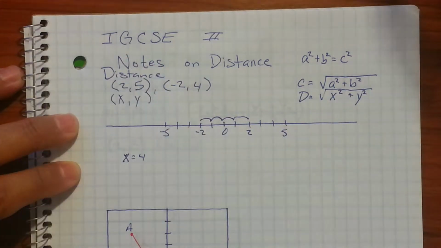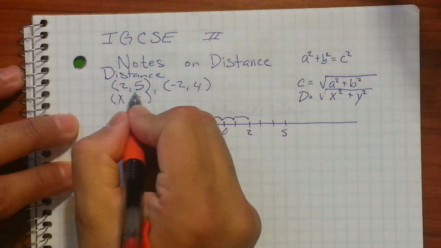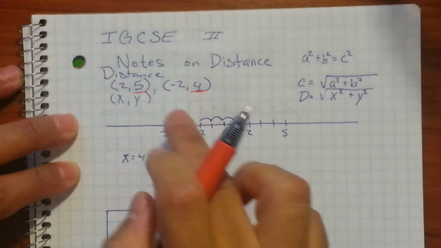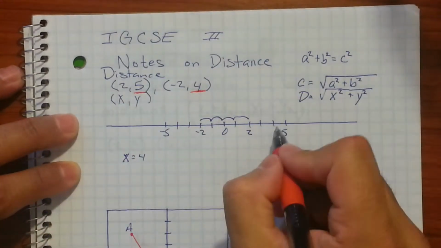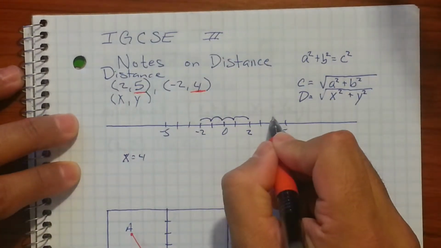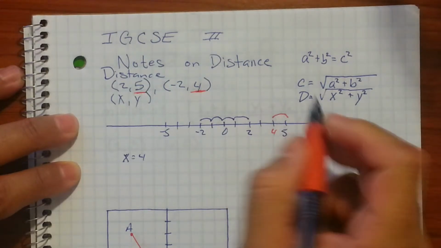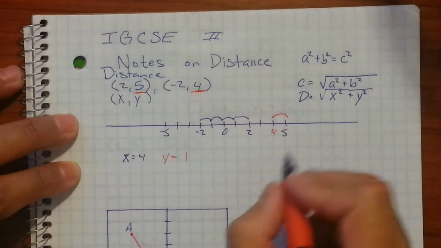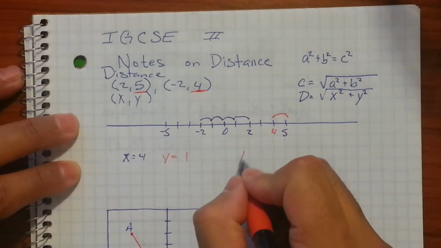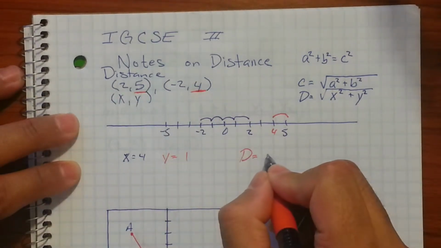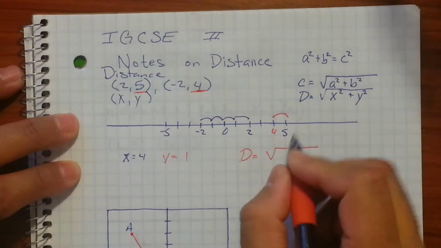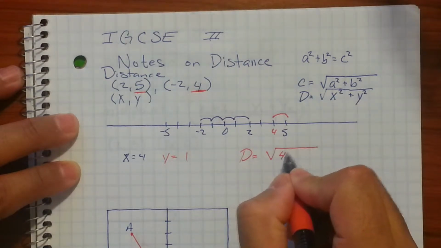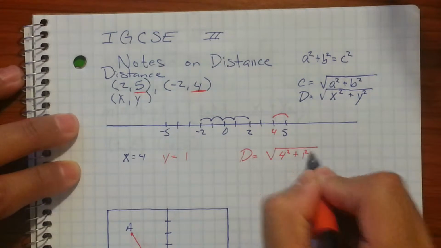And then for my y value, here's my y value here. These are y values. So I have, here's my 4. In between 4 and 5, it's just going to be 1. So the y value is 1. Now let's plug it in. I get d is equal to the square root of 4 squared plus 1 squared.